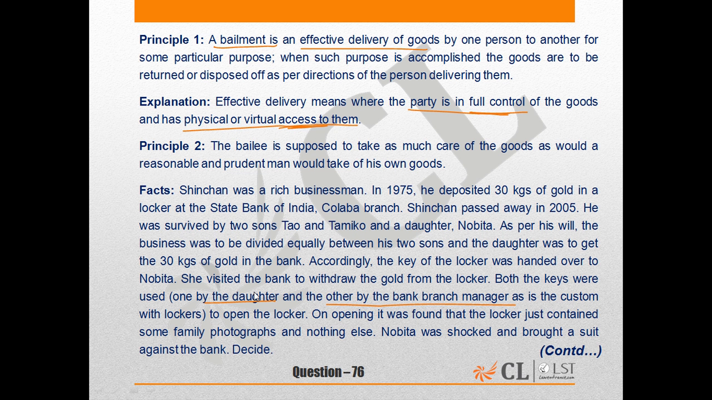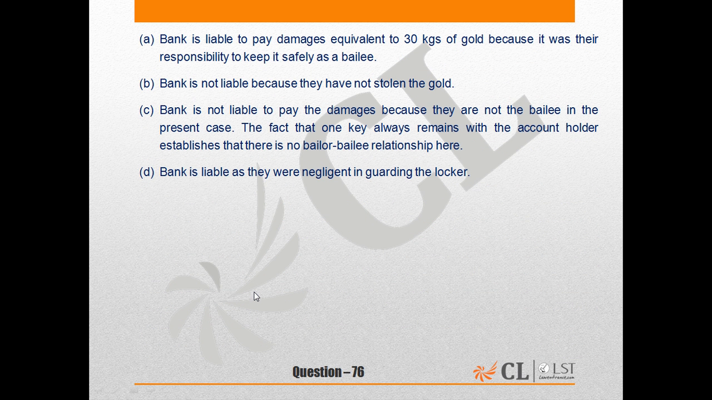This would not be an agreement of bailment, and that is why the correct option would be C, that the bank is not liable because they are not a bailee in the present case. That is why C is the correct answer. Students mostly marked A, but A is incorrect because it says that it was the bank's responsibility to keep it safely as a bailee. But because there has been no effective delivery, there is no bailment.